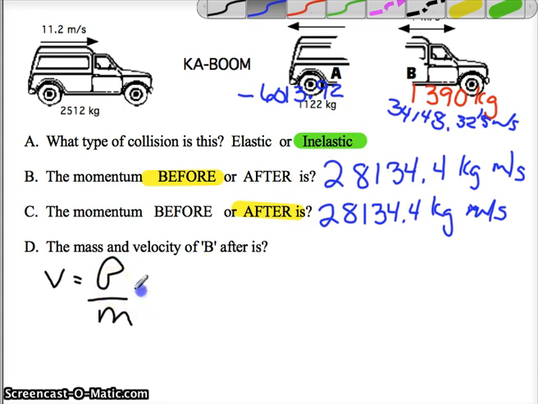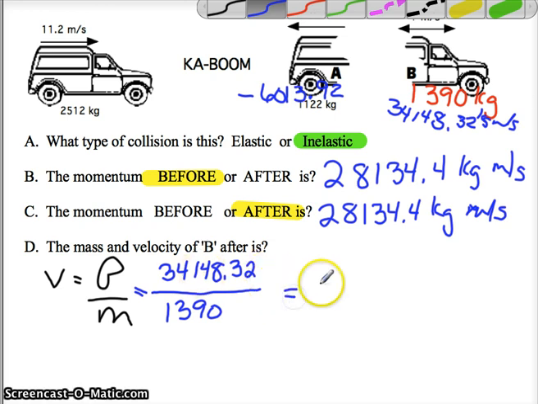So when we come down here to find the velocity, we're going to use the total momentum of the B section, 34,148.32, divided by the mass of the B section, 1390, and that will give us the total velocity of the B car, which should be 24.57 meters per second to the right.